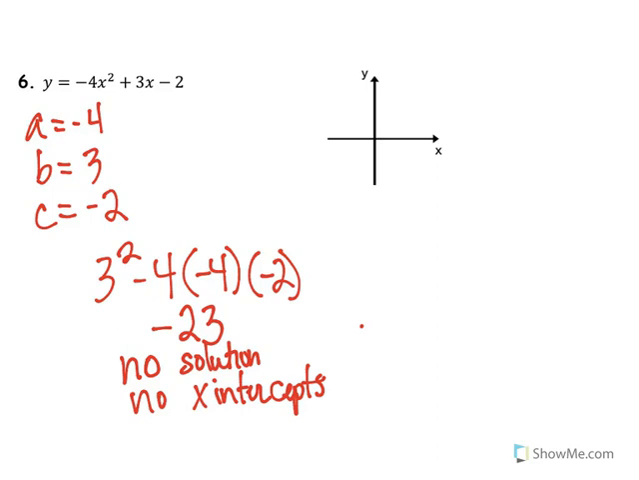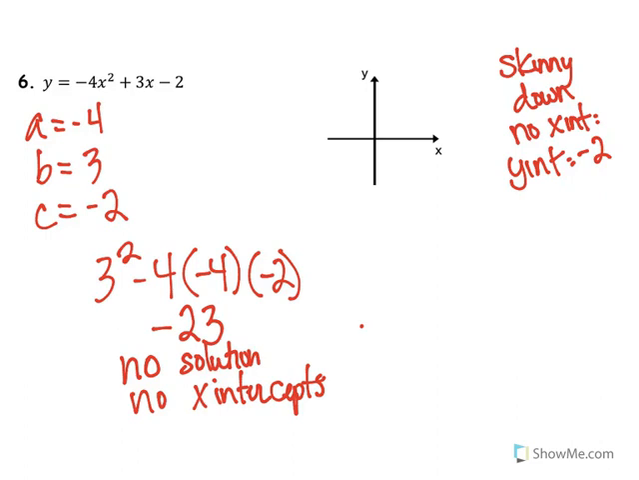So, and tell me, is this probably going to open upward or downward? Downward. Yeah, because it's -4. Is it going to be skinny or fat? So I've got a skinny, downward facing, and it never touches the... Draw what you think the graph would look like. Oh, and my y-intercept hits at -2. So the graph hits at -2.